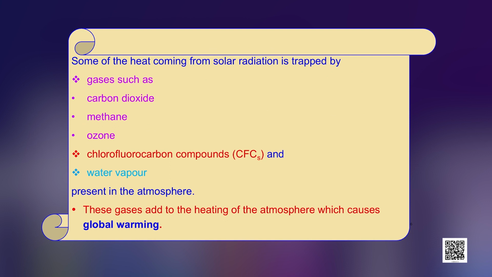Some of the heat coming from solar radiation is trapped by the gases such as carbon dioxide, methane, ozone, CFCs and water vapor. These gases add to the heating of the atmosphere and lead to the global warming. When the pH of the rainwater drops below 5.6, it is called acid rain, and acid rain has many harmful effects. Now it is time for you to answer some questions on the contents which you have just gone through.